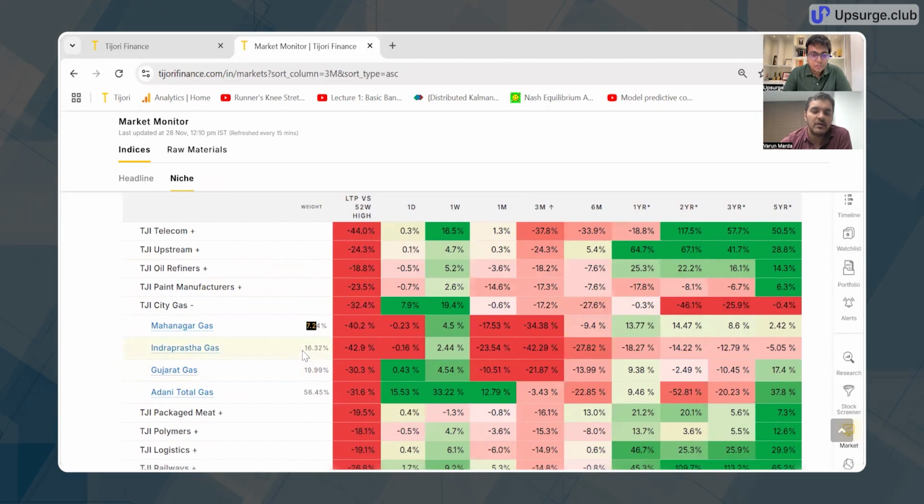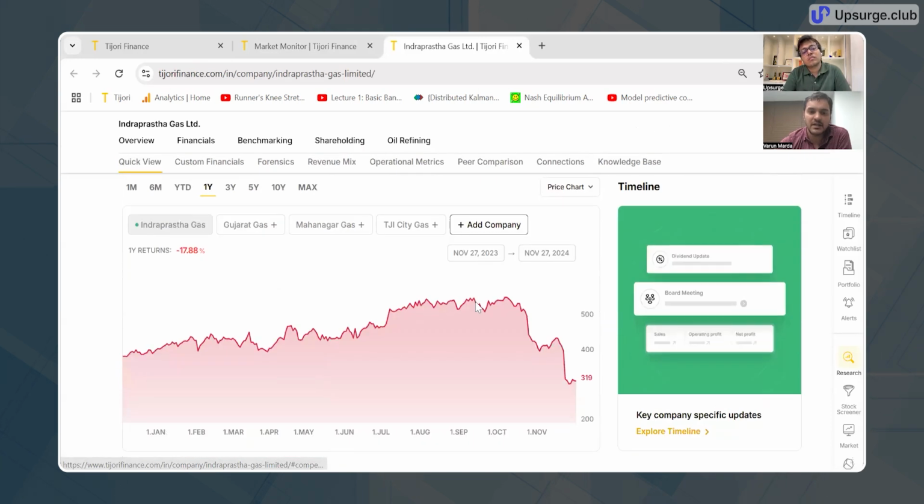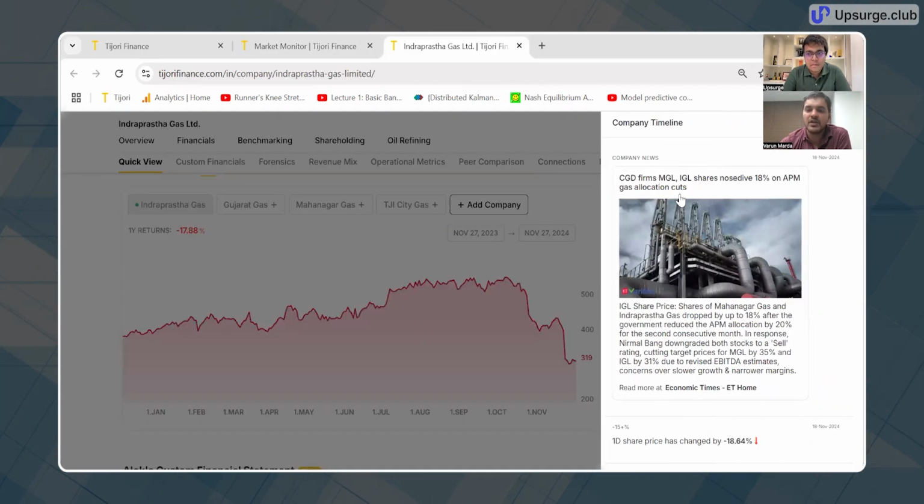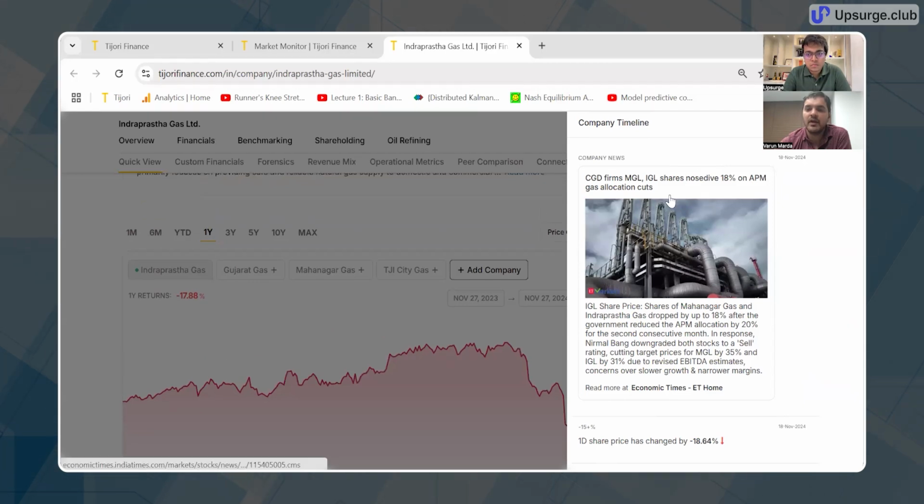So I'm not suggesting that you actually look at this company, but this is just a general process. People look at sectors that are not doing well, then companies in that sector, and then you might be like, okay, what is this Indraprastha Gas? What is Mahanagar Gas? What does this company do? Why has it gone down by 42% in the last 3 months? Then they go to the company page and start studying it. Usually what they do is they first go to this timeline and ask, was there any news telling me why? And the first thing you see here is that news.